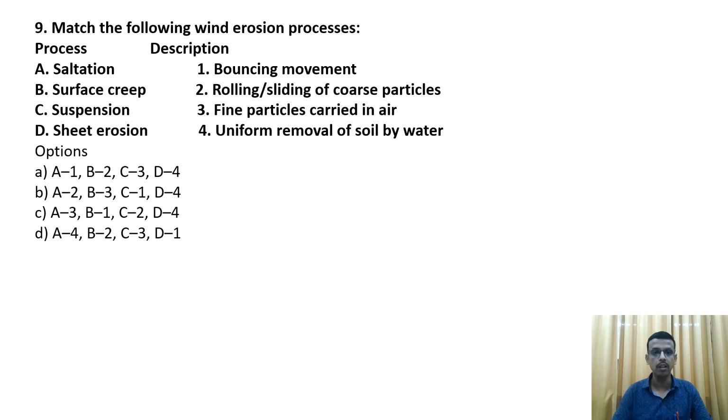That is called saltation. Surface creep, also rolling or sliding of the particles, involves the coarser particles, which are the larger particles. Suspension involves very fine particles that will be carried by the air from one place to another place. Then sheet erosion: sheet erosion means the uniform removal of the soil layer by the action of water, that is sheet erosion.